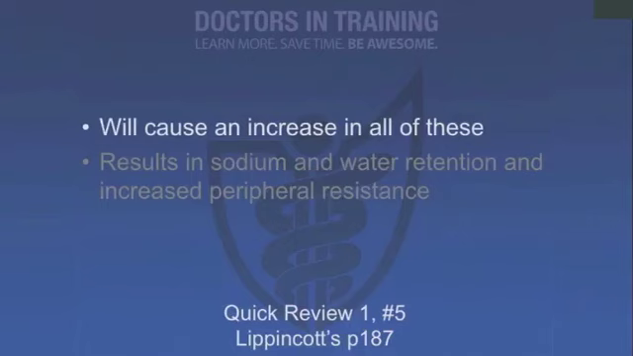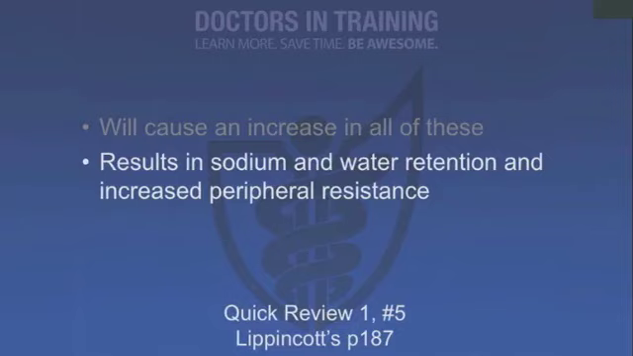Next question. A decrease in renal blood flow will cause what change in renin, angiotensin II, and aldosterone? Well, in general, it will cause an increase in all of these. So think of the scenario in regards to CHF. In CHF, if you have left-sided ventricular failure, you're not getting enough blood to the rest of your body. So your kidneys feel like they're not getting enough blood.